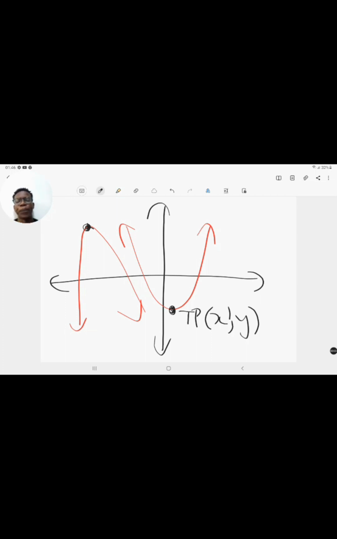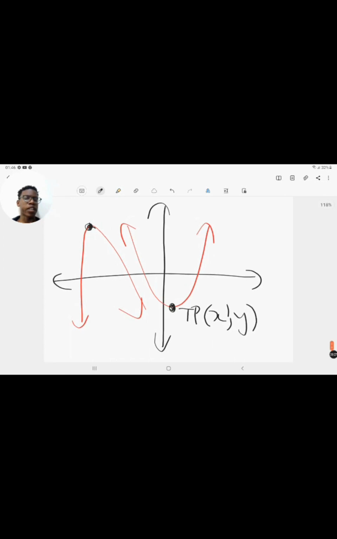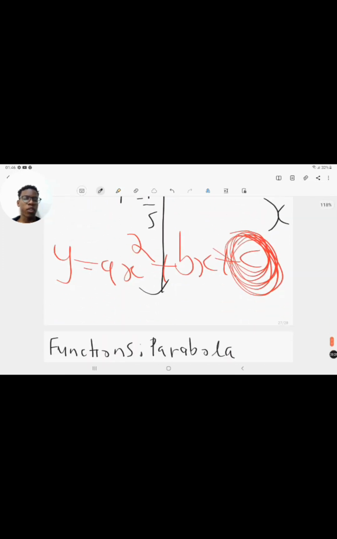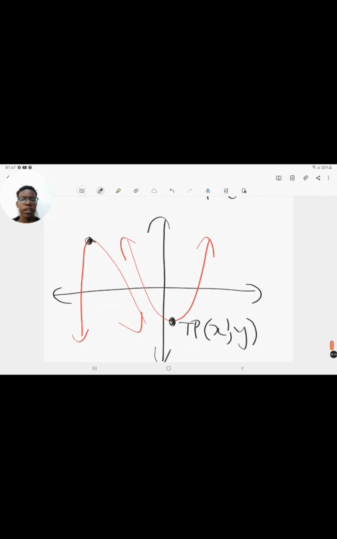If I want to be more technical, I could say the gradient of the graph changes from positive to negative, or from negative to positive at the turning point. But I want to explain that when we are looking at differential calculus. I don't think it's necessary for me to explain it here, so we'll look at it at a later stage. Okay, so that's what the turning point means.